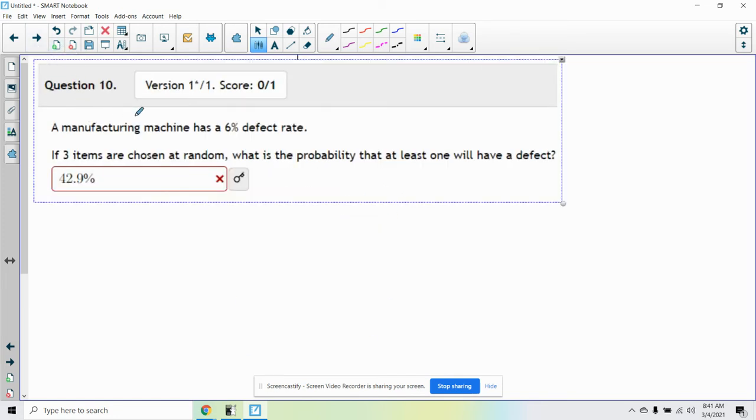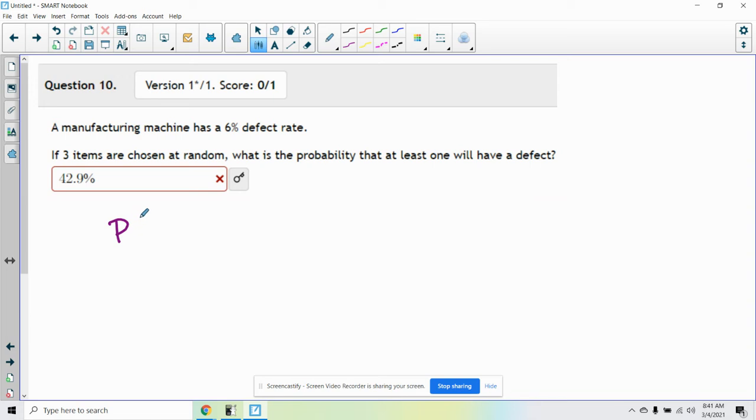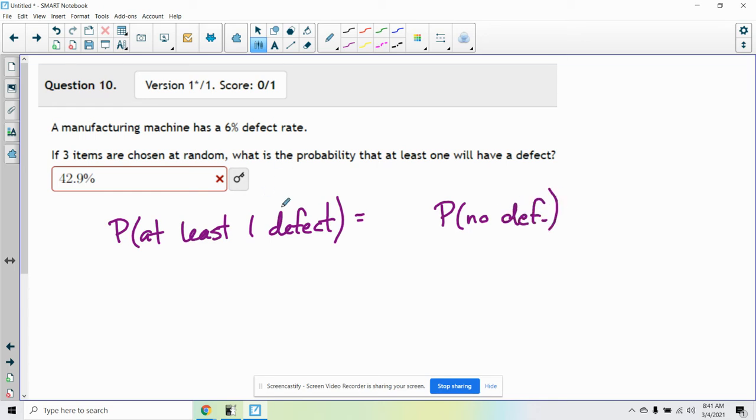All right, question 10 says a manufacturing machine has a 6% defect rate. If 3 items are chosen at random, what's the probability that at least one will have a defect? So, probability of at least one defect. So that means there's the probability of 1 defect, 2 defects, 3 defects. Or I can just say, all right, the only other option is there's no defects. So I can find the probability of no defects. And then just subtract that from 1 because that's the only other thing that can happen.